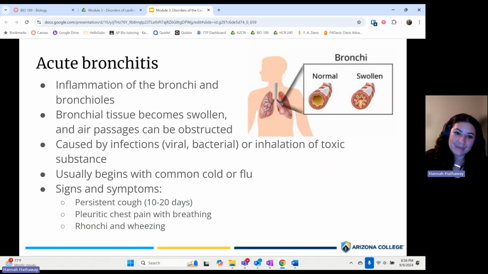So it's usually caused by infection, so usually a viral or a bacterial infection, but it can also be caused by inhaling toxins that just cause inflammation of the bronchi. Usually bronchitis starts with something like the common cold or the flu, which then essentially moves down into the lungs. So signs and symptoms of bronchitis: persistent cough that has lasted for more than 10 days, chest pain, and then rhonchi and wheezing.